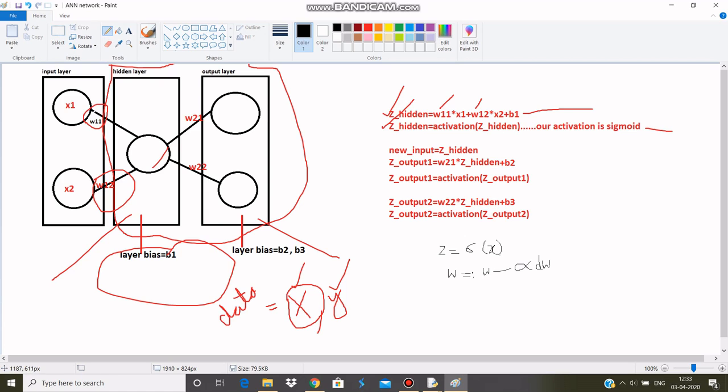Now what is this dW in particular? Let's find out. dW is actually dJ upon dW. Now what is this J? J is the cost function and W is definitely the weights. So a differentiation of the cost function with respect to the weights forms something like this.